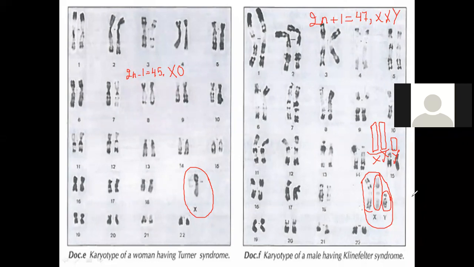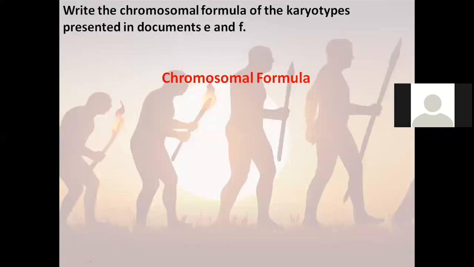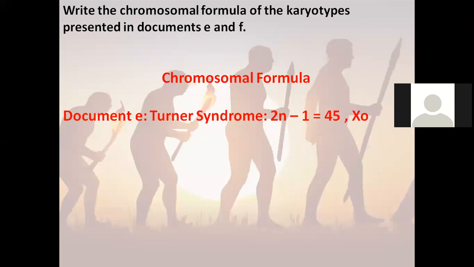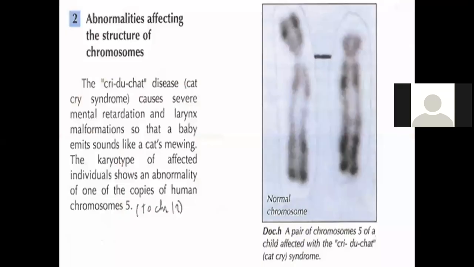Thank you, Ran. So these are the questions that maybe are going to be in the quiz or the exercises and so on. Write the chromosomal formula of the documents presented in documents E and F. Document E is Turner syndrome, so it's 2n minus 1 equals 45, comma, XO. And document F is Klinefelter syndrome, so it's 2n plus 1 equals 47, comma, XXY. So these are the chromosomal formulas.